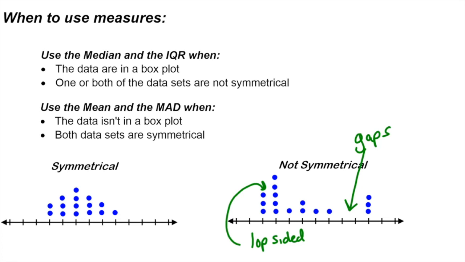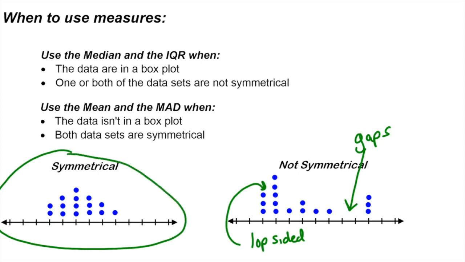You can use the mean and the MAD when the data isn't in a box plot. So if you have dot plots or just raw data, and both of the data sets are symmetrical. So we want to look for symmetrical data sets if we want to use the mean and the MAD.